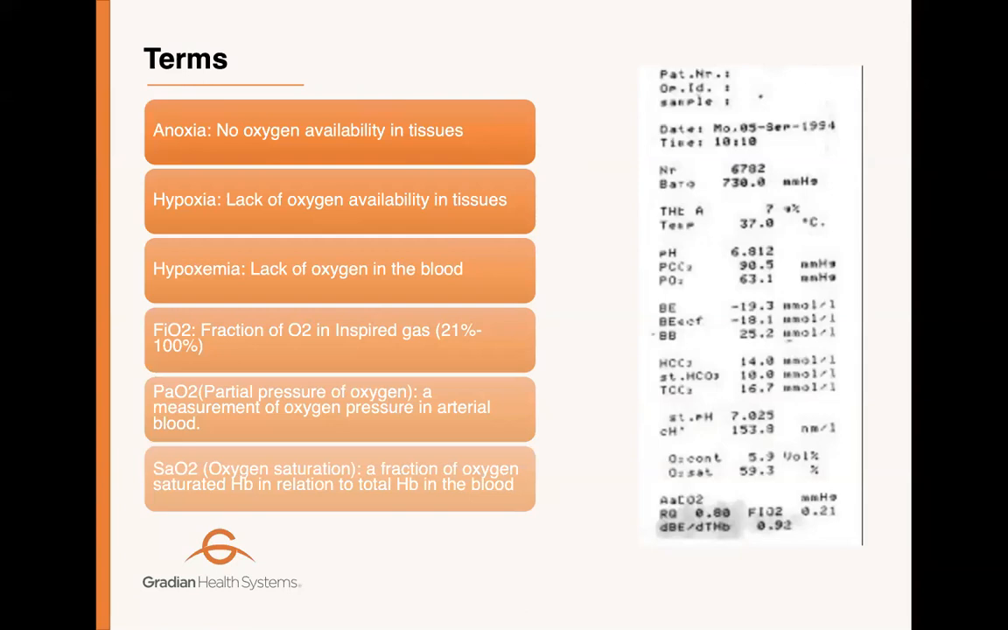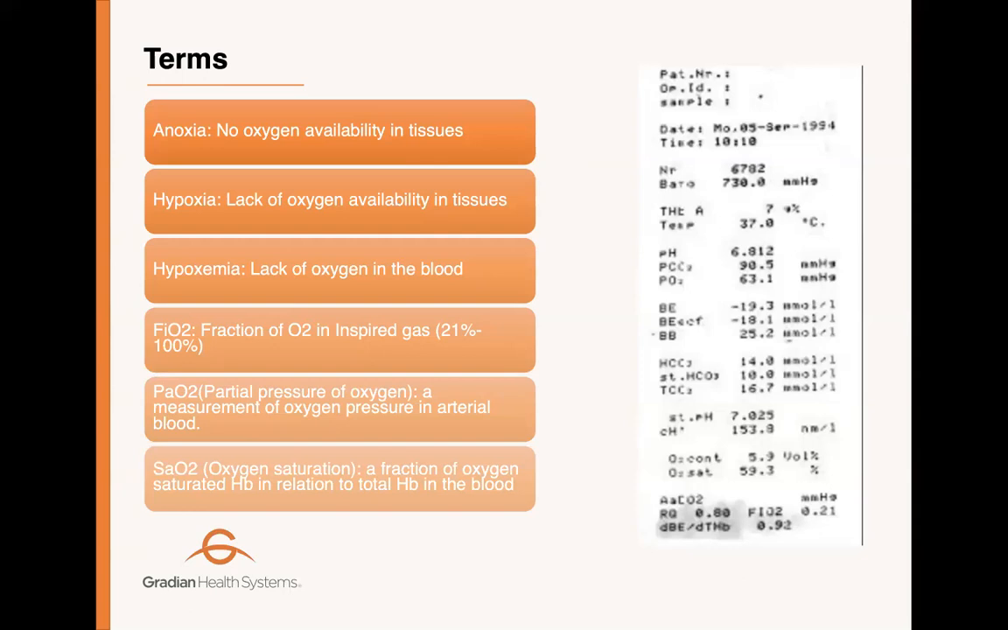And then there is FiO2, which we normally use when giving our patients oxygen. This is the fraction of oxygen in the inspired gas. Normally, what we breathe at the moment is air, which has 21% oxygen. But if you are to supplement, you can supplement from 21 up to 100% oxygen. And then you have partial pressure of oxygen. This can be with a small a or a capital A, depending on whether it's arterial or alveolar. With a small a, that's arterial. So this is the measurement of oxygen pressure in the arterial blood.